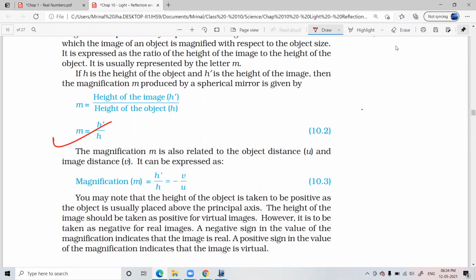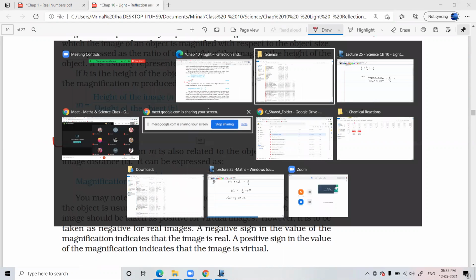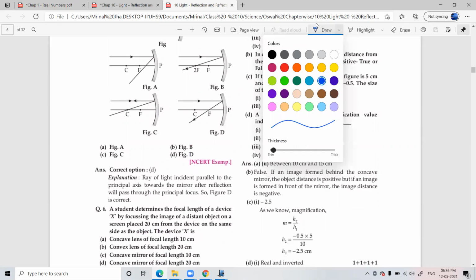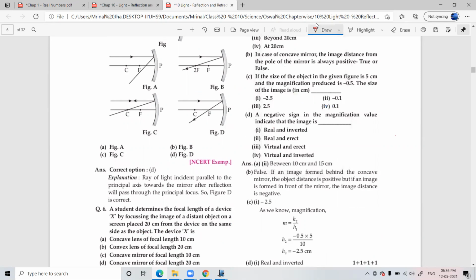Okay, and then this magnification also has a relation with image distance and object distance. This is the formula: minus of v by u. So you have to remember that also. Same magnification m can also be written as minus of v by u. So all of you should remember these formulas by heart. We had talked a little bit about this in the previous class. This question, go through that and tell me.